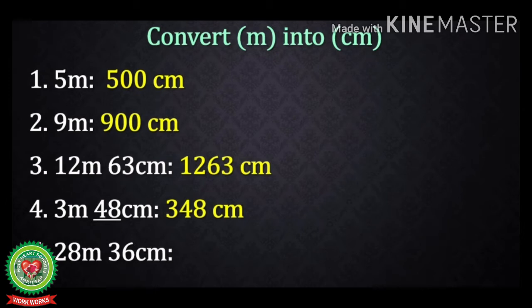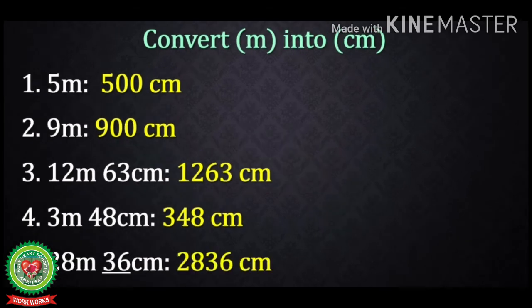Next is 28 meters and 36 centimeters. Now children, 28 meters means 2800 centimeters. So again we will add 36 instead of 2 zeros. So the answer will be 2836 centimeters. I hope you have understood the topic.